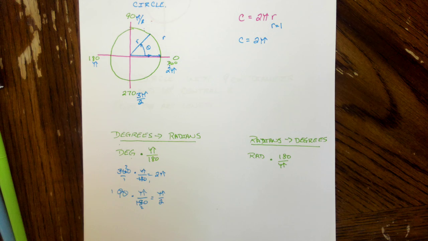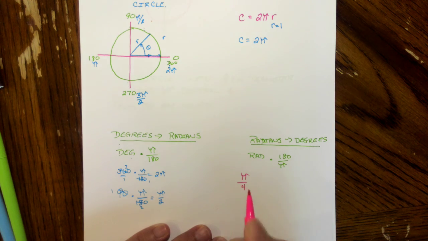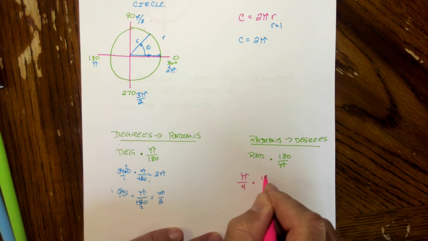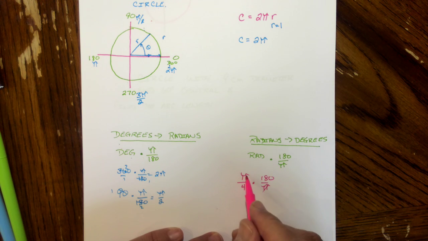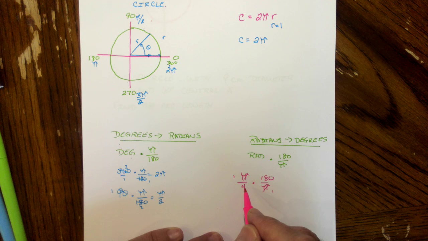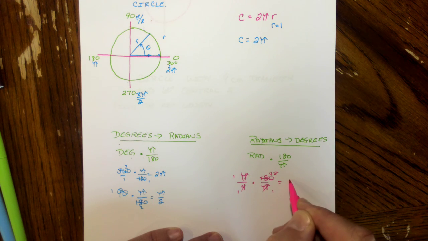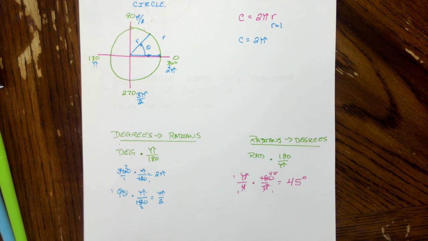So let's say I had pi over 4 radians. I take that times 180 over pi. Those will cancel out. 4 goes into 180 45 times. So that's a 45 degree angle. Pi over 4, 45 degrees.